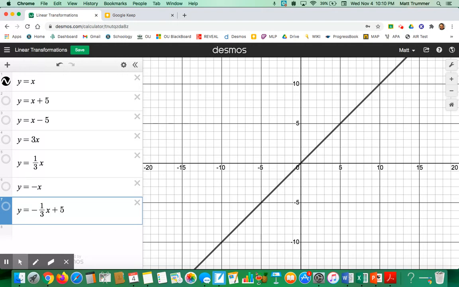Mr. Trummer here to talk to you today about linear transformations. So, we've been working with linear equations. We know that those are just lines on a graph, but this word transformations is the new piece here.